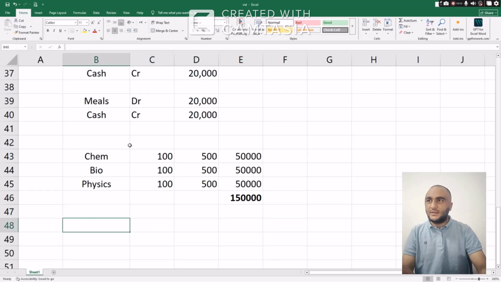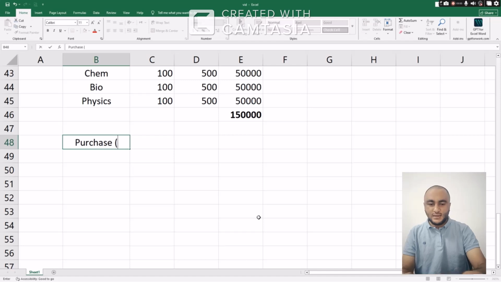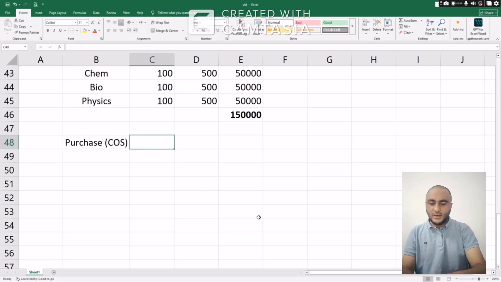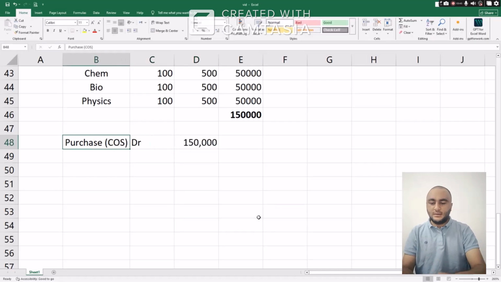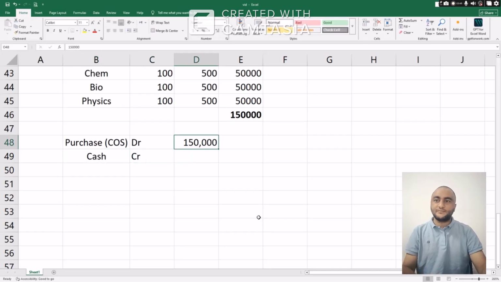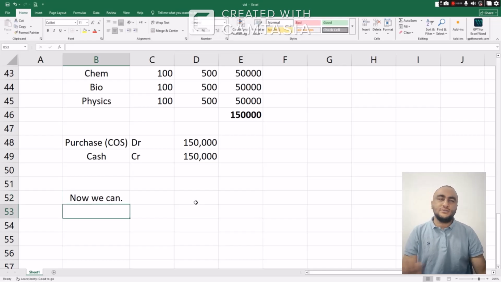We have already created entries for expenses. For this purchase entry, we can say purchase. This is cost of sale. It's going directly into cost of sale. So I will make one entry for all of this. Debit will be with this amount and cash will be credited with the same amount. So now we can make our income statement also, and at this point I will show you the balance sheet also.